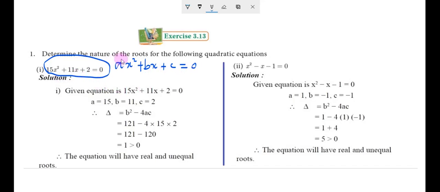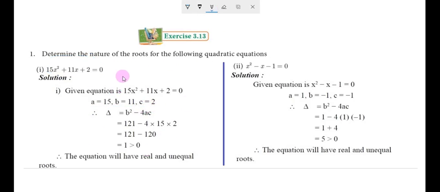Just equate its coefficients. X square coefficient, here we have a, there 15. So a equal to 15. And x coefficient, here b, there 11. So b equal to 11. And constant term, here c, there 2. So c equal to 2. Understood?